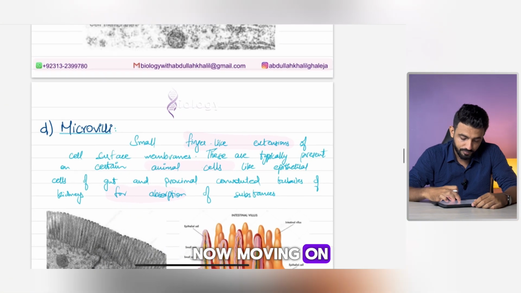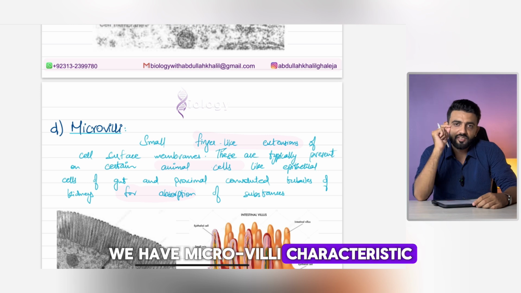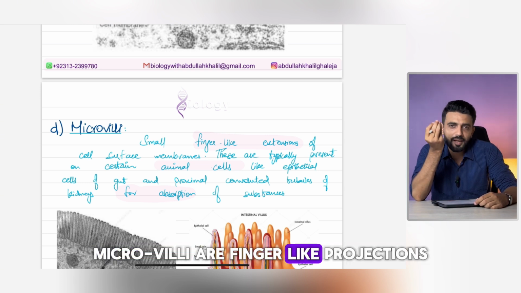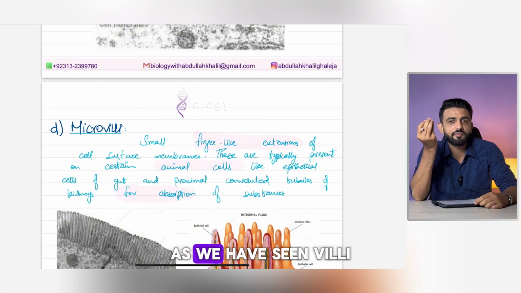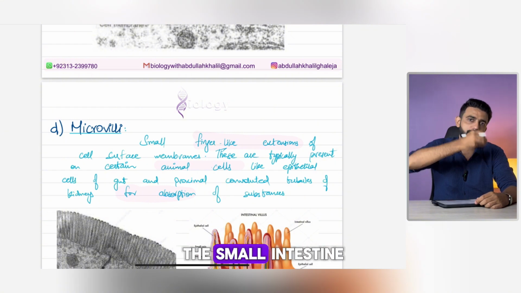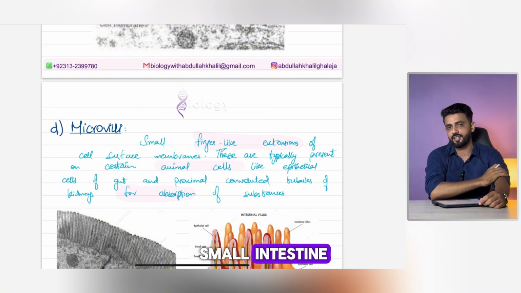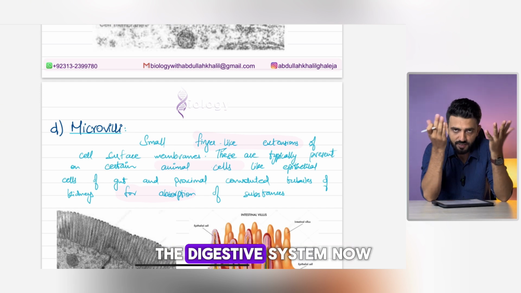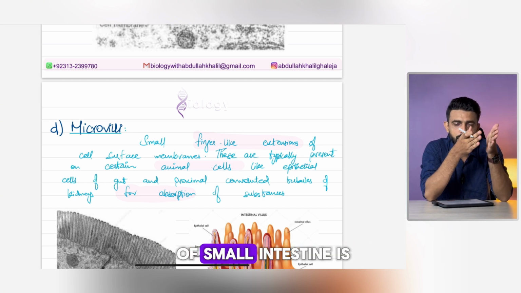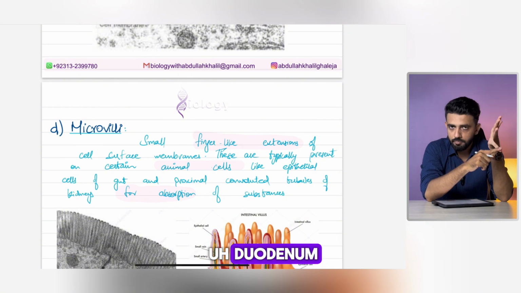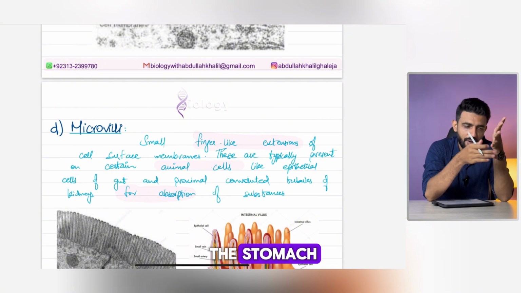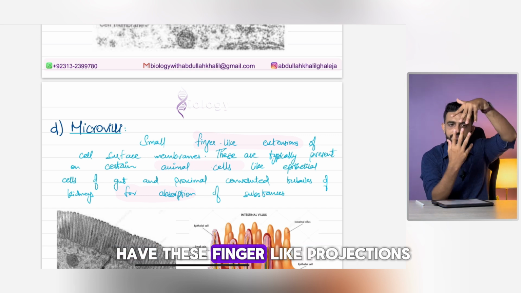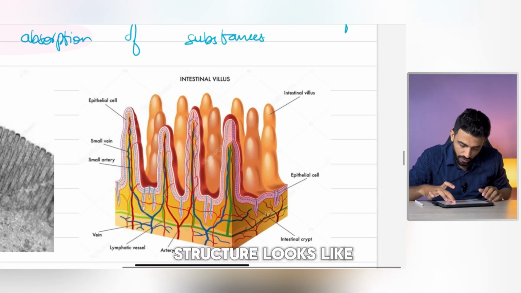Now moving on, we have microvilli, characteristic of a few animal cells. Microvilli are finger-like projections, as we have in villi, which are present in the small intestine. The intestine is divided into three parts. We are talking about the digestive system now. The first part of the small intestine is the duodenum, which is right after the stomach. Then we have the jejunum, then we have the ileum. In the ileum, we have these finger-like projections. This is how the structure looks.